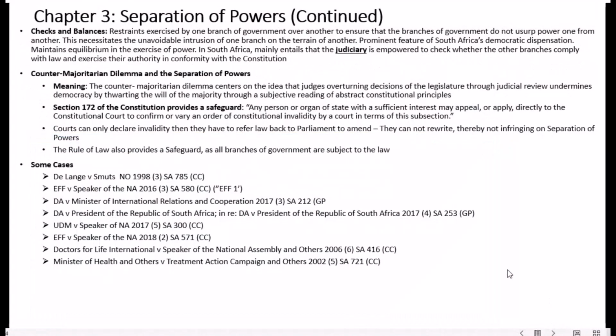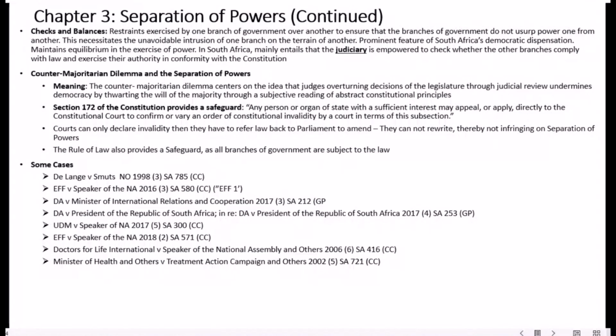Okay, separation of powers continued. Colleagues, we've got checks and balances, which you noted was one of the four pillars of the separation of powers. What is meant by checks and balances is just that restraints are exercised by one branch of government over another to ensure that the branches of government do not usurp power from one another. This necessitates the unavoidable intrusion of one branch on the terrain of another. It's a prominent feature of South Africa's democratic dispensation and maintains an equilibrium in the exercise of power.